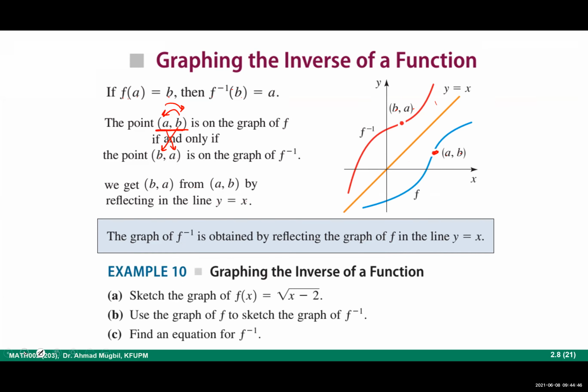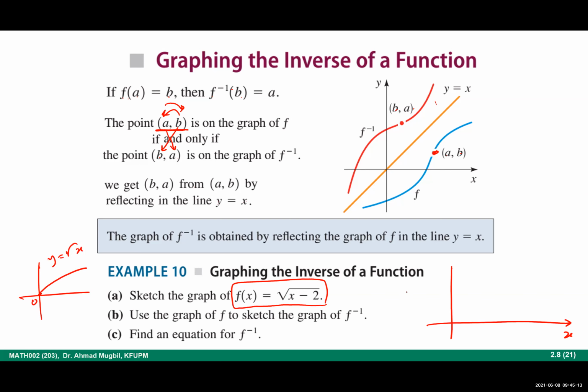This is the example. Now, in this example, he asks in part A to sketch the graph of this function. This is so easy, ya shabab. Do you know how to sketch the graph of this function? Let me put it a little bit down. Now, this is the square root of x. You know that the square root of x is like this, starting from 0. This is y equals square root of x.